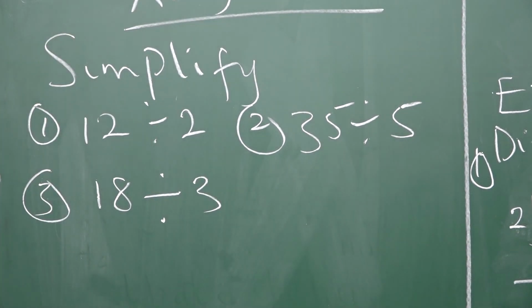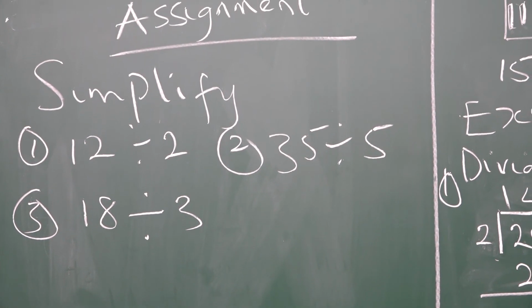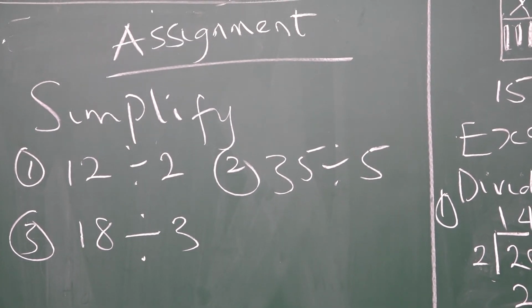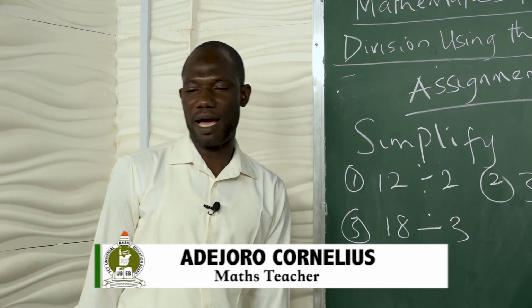So these are the assignment. Number 1 is 12 divided by 2. You have to simplify them. Number 2 is 35 divided by 5. And number 3 is 18 divided by 3.